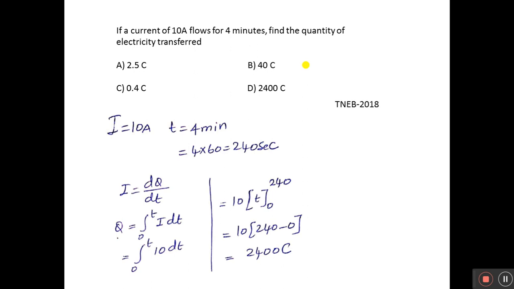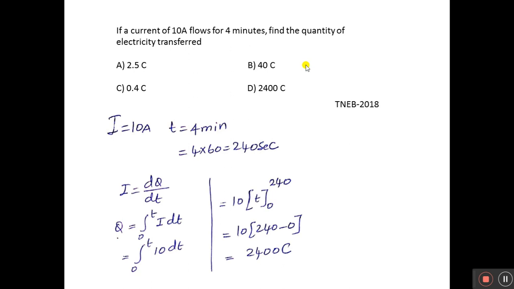Next one, this question was asked in Tamil Nadu Electricity Board 2018. If a current of 10 ampere flows for 4 minutes, find the quantity of electricity transferred. So I equals 10 ampere, the T value given is 4 minutes. We should convert into seconds, so 4 into 60, 240 seconds. They are asking for the quantity of electricity transferred, that is Q.